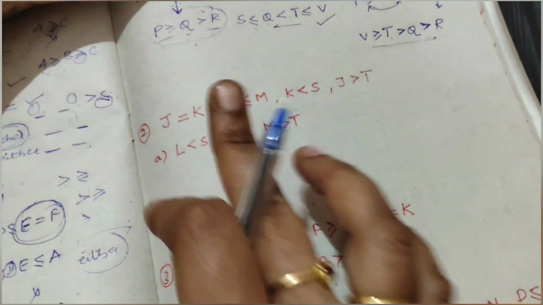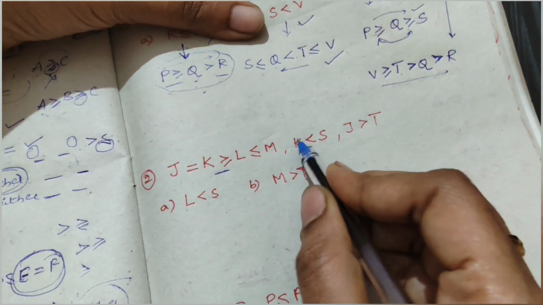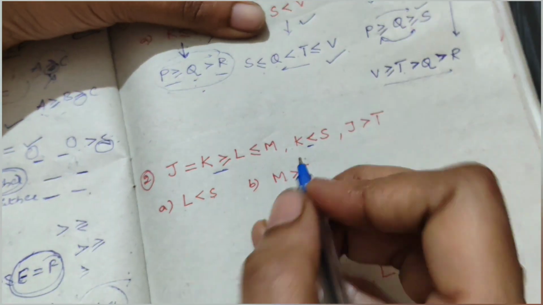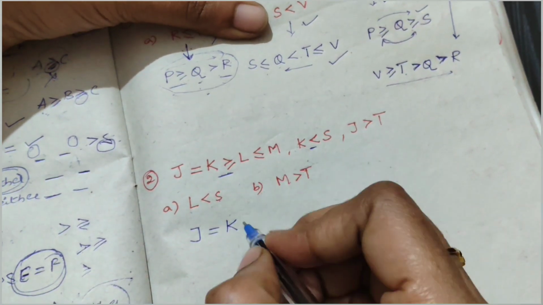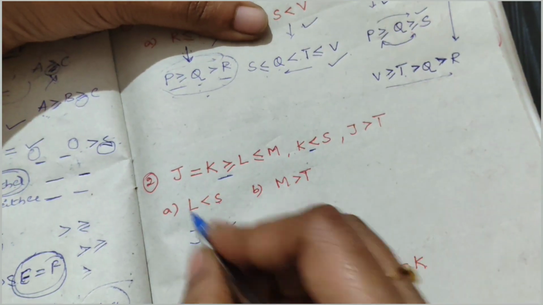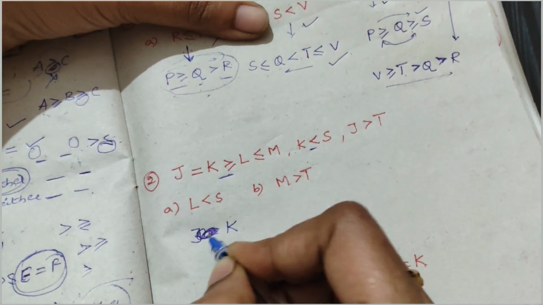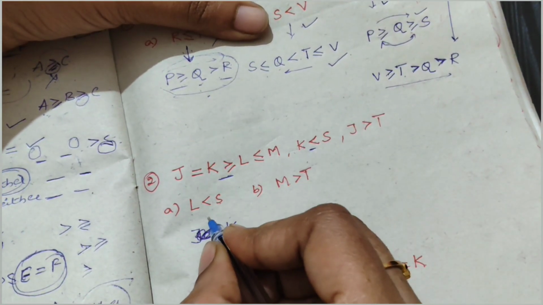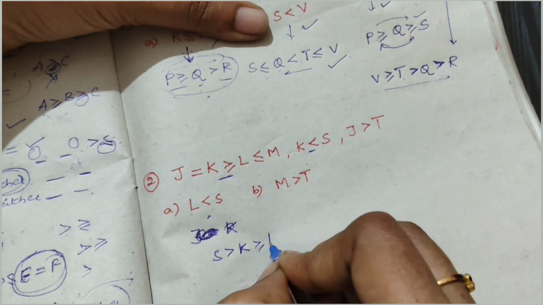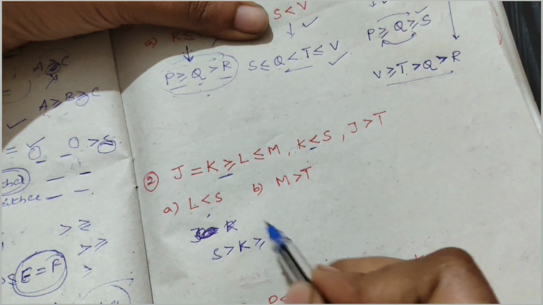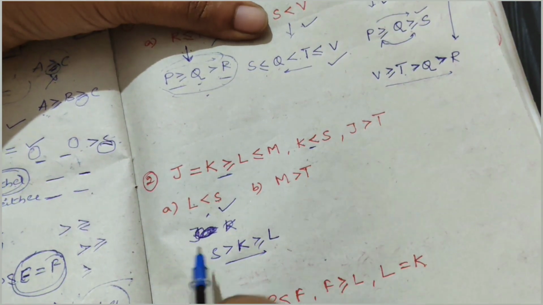Okay, now second question. Now S to L. This statement we will combine using K, whichever is the common element. J is not needed here, right? Now K less than S means S greater than K, K greater than or equal to L. Now from S to L is possible. No equal to symbol is there, so that's why it is correct.